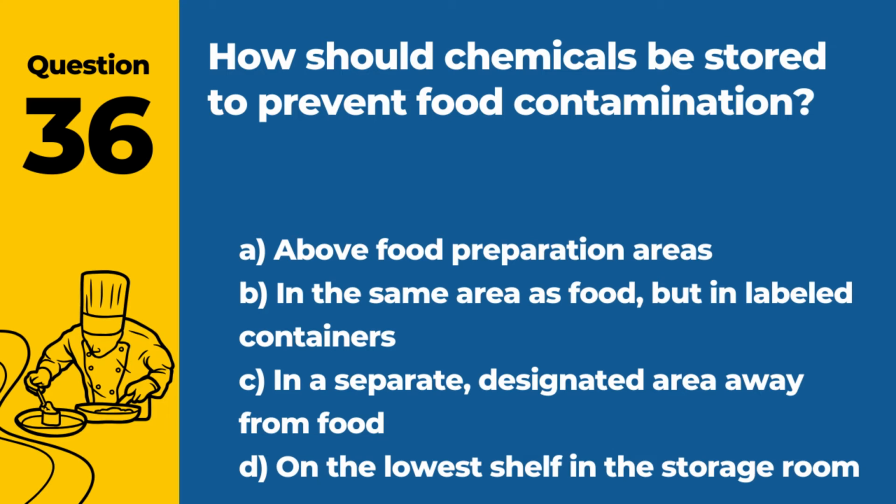Question 36. How should chemicals be stored to prevent food contamination? A. Above food preparation areas. B. In the same area as food, but in labeled containers. C. In a separate designated area away from food. D. On the lowest shelf in the storage room. Answer: C. In a separate designated area away from food. Chemicals should be stored in a separate designated area away from food to prevent contamination.